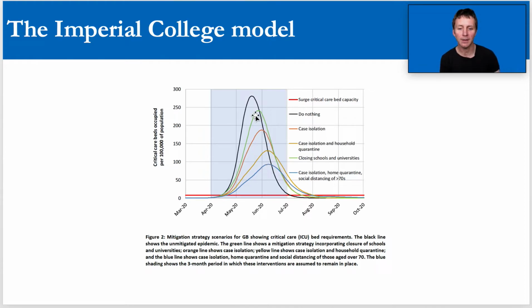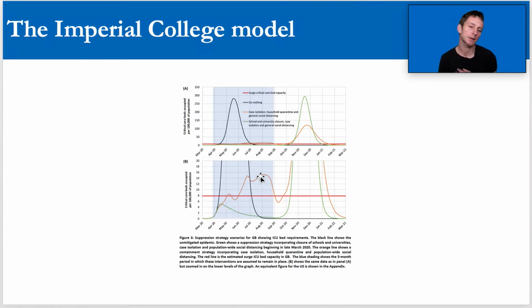Now we can see that these things do have an effect, but key here is this red line, and this is the capacity of the healthcare system. So what we can see is that although these interventions have an effect, it's nowhere near enough to get below the level at which the healthcare system can cope. And all of these scenarios resulted in the healthcare system getting overwhelmed and many, many thousands of people dying. And so it's likely that for this reason, as a result of this model, the government appeared to change its strategy.